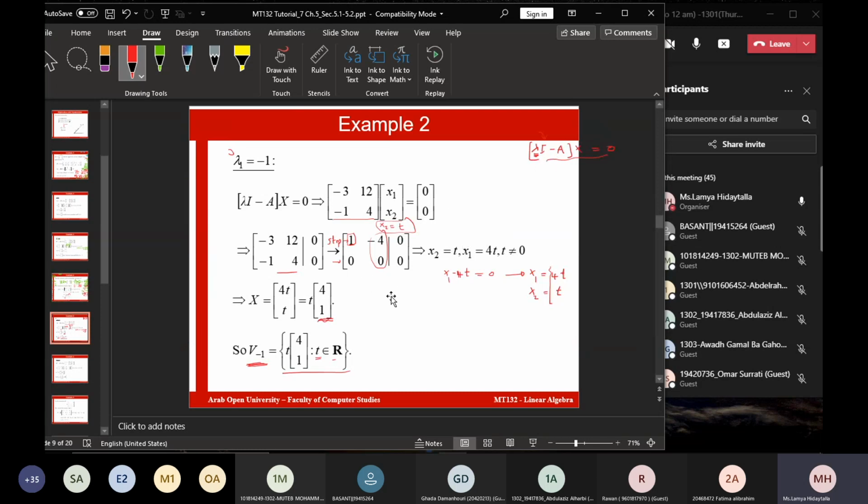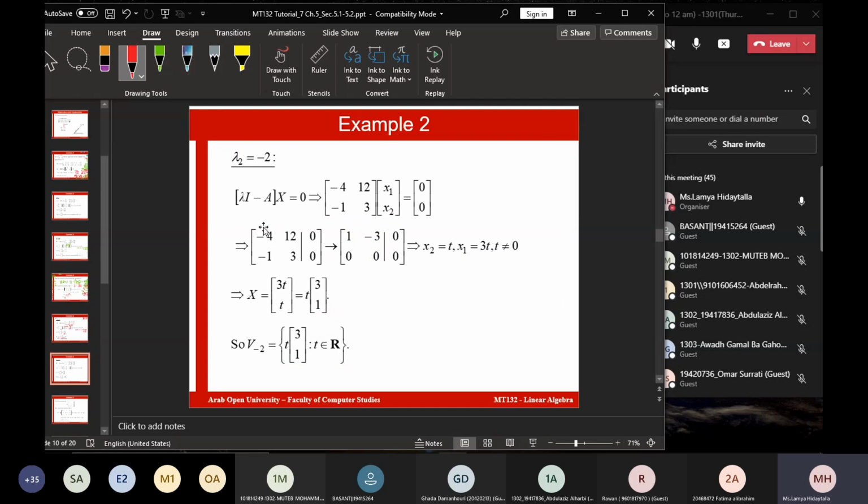Then fill in the augmented matrix and reduce to the echelon form. So we do the same here, and then we reach here when we reduce to the echelon form. Again, infinitely many solutions, only one leading one, and two unknowns. So we let x2 equal t, and then x1 equals 3t. So what is the eigenspace corresponding to lambda equal to minus 2? It is t times the vector 3, 1, a set of vectors, such that t is a real number.